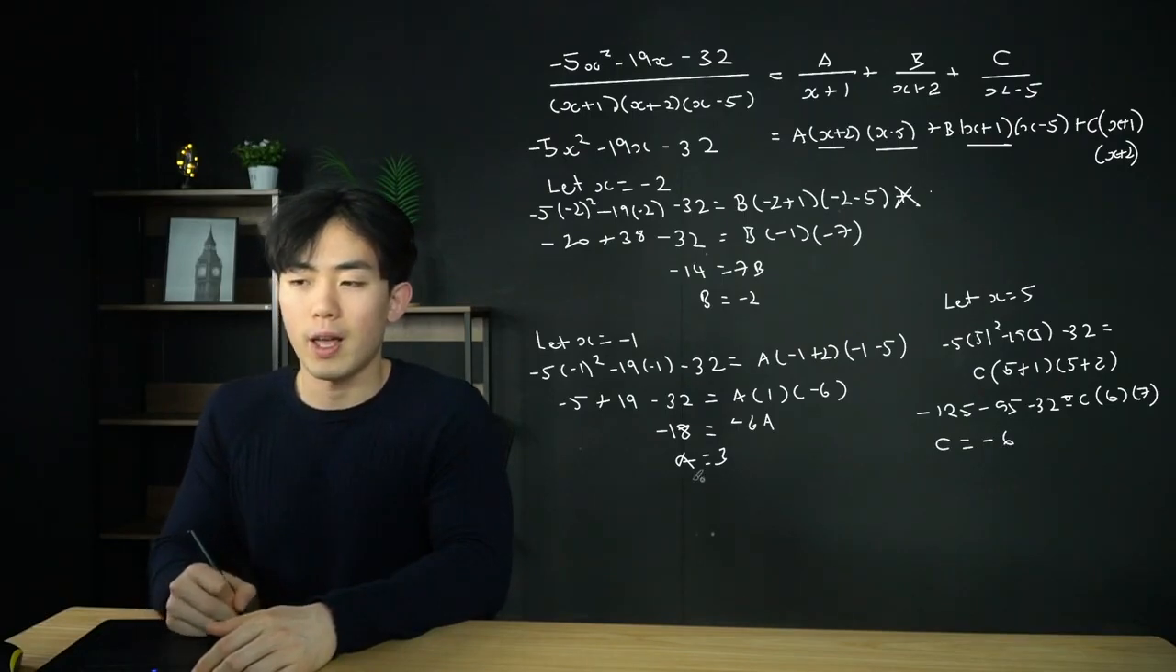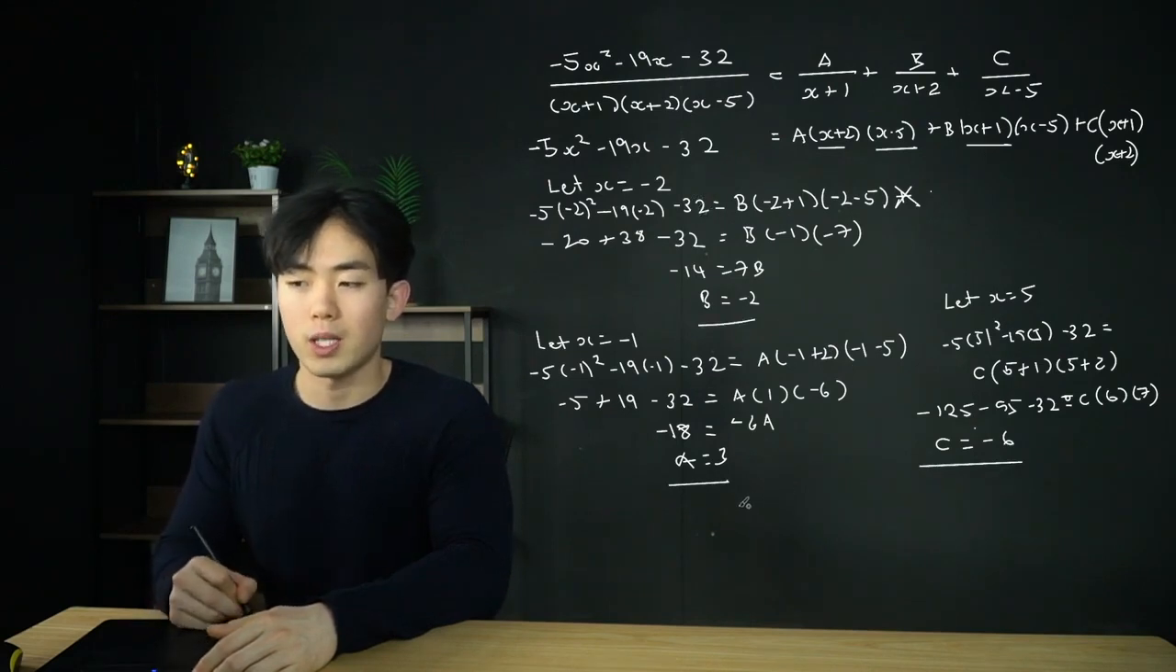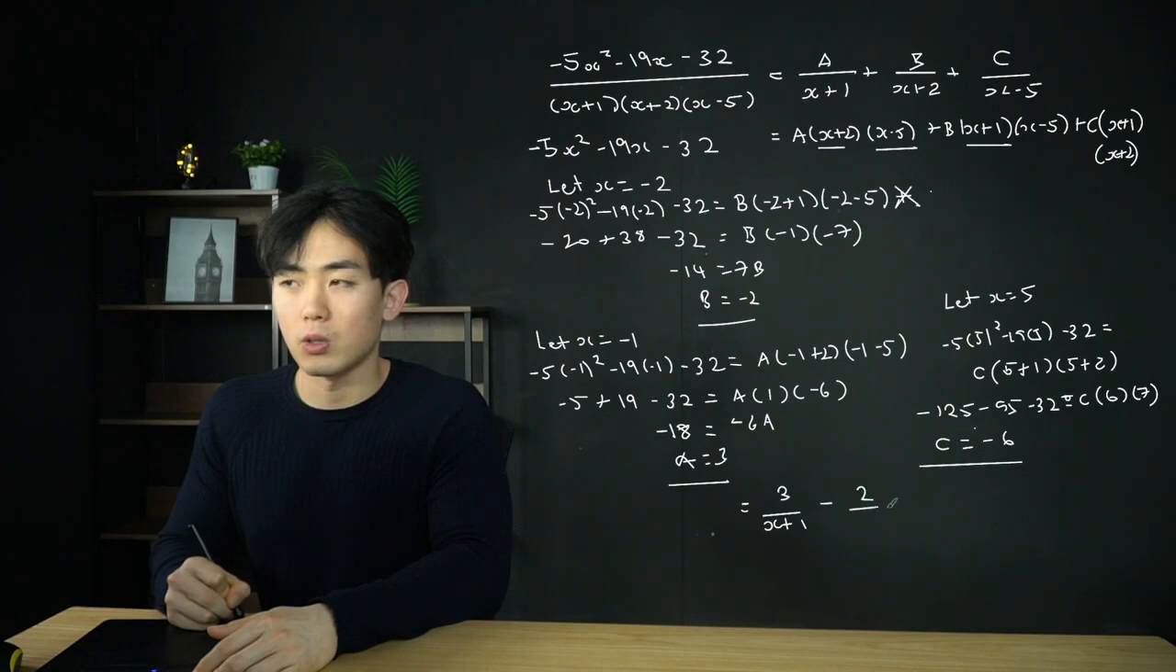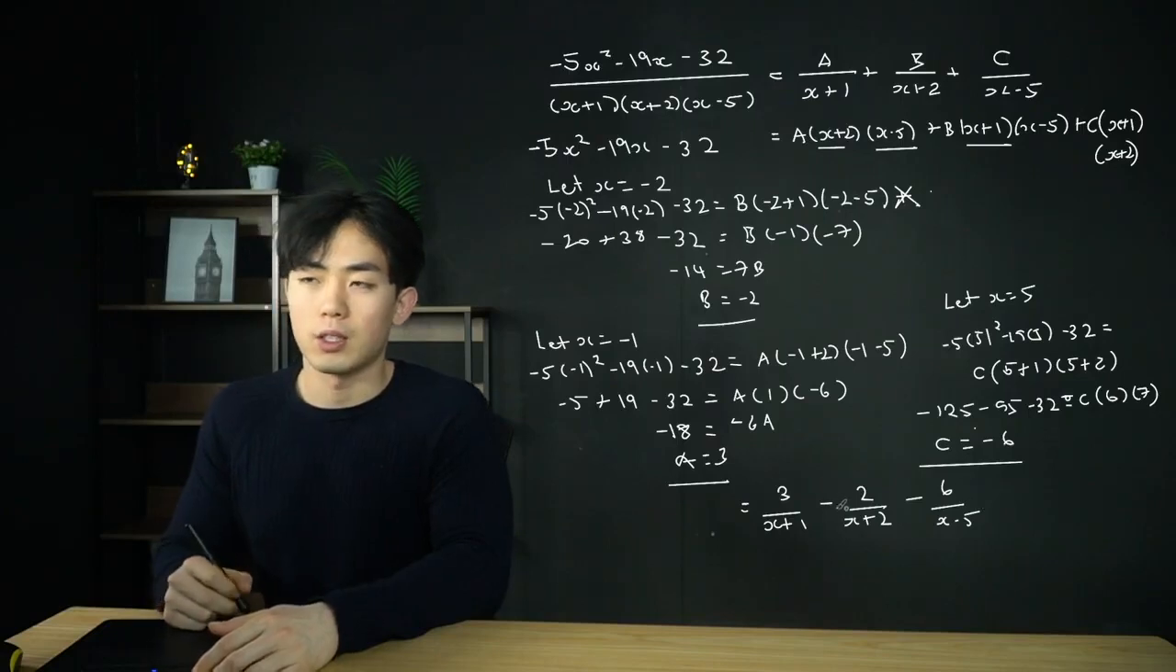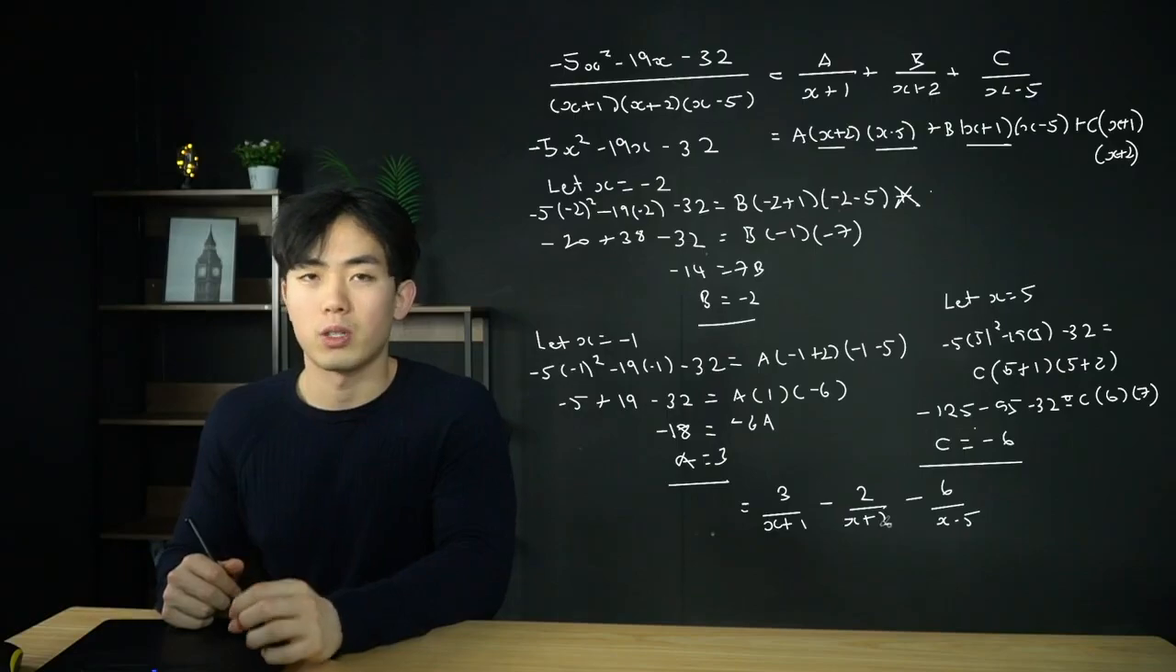So we found the a term here, and we found b, and we found c. So this initial large single fraction we can split up into partial fractions, which is going to be equal to 3 over x plus 1. Our b term is negative 2, so it's minus 2 over x plus 2. And our c is minus 6 over x minus 5. So this is how you go about doing partial fractions. You can use either method, just stick with the one that's most comfortable for you.